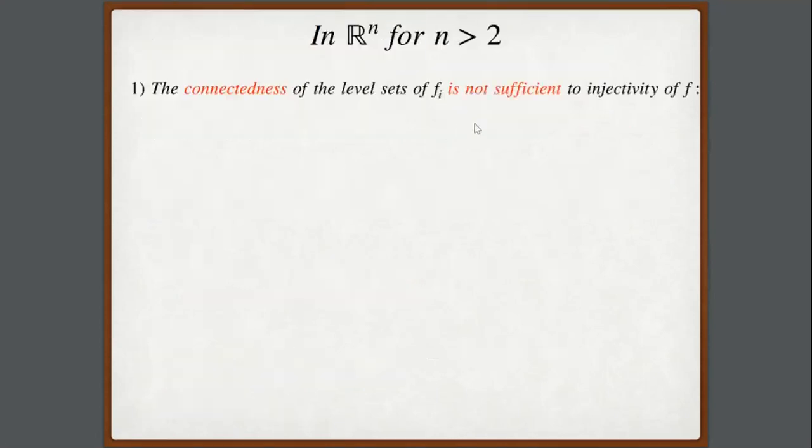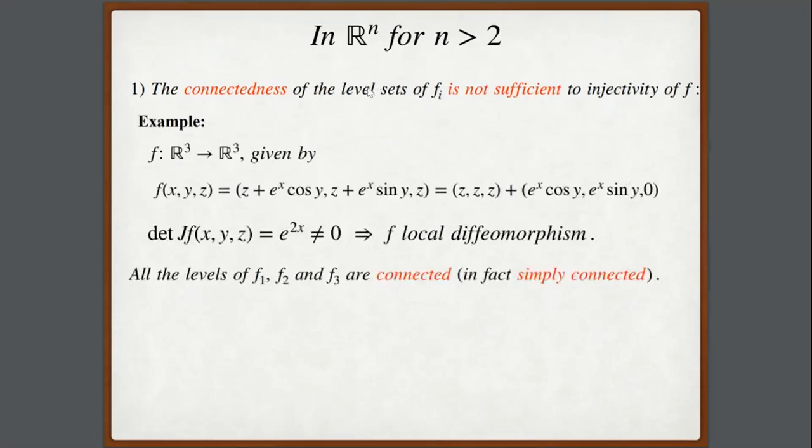So let's think now about local diffeomorphisms from Rn to Rn, for n greater than 2. I start with a remark that the connectedness of the level sets of Fi is not sufficient for the injectivity of F. We have a simple example here. This example is just (z, z, z plus the complex exponential) on the xy plane.